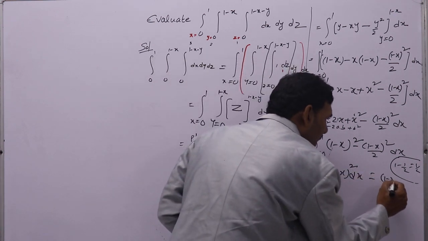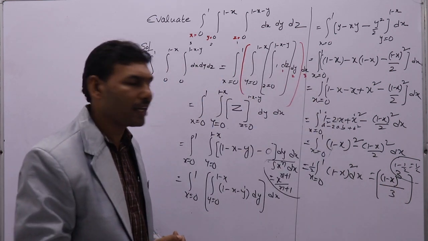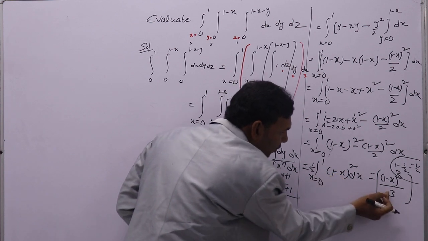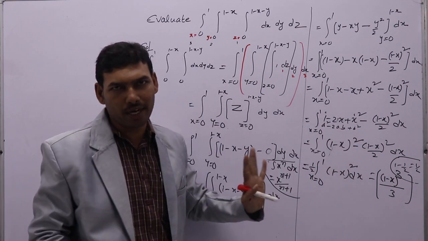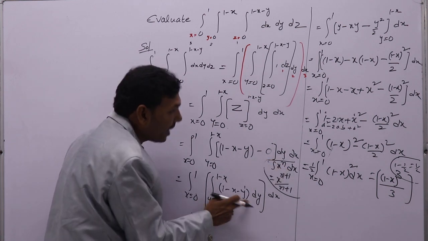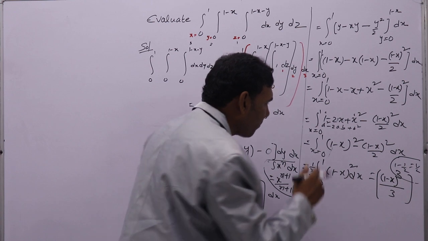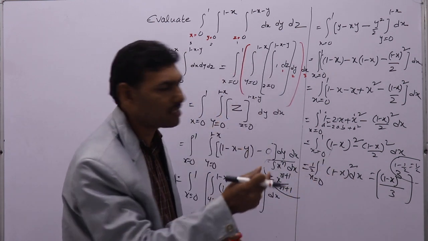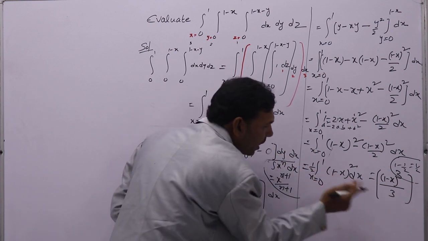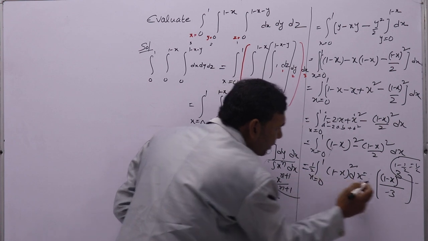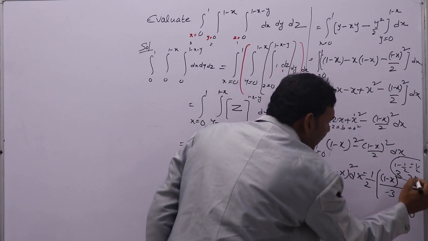Integral of (1 minus x) whole square is (1 minus x) whole cube by 3. But one thing you need to remember: after integration, the internal differentiation you need to write in the denominator. Here we saw already integral y dy is y square by 2, because only y is there and differentiation of y is 1, so there is no need to write 1 in the denominator. But here you don't have x only. Differentiate this: differentiation of 1 is 0, differentiation of x is 1, so minus 1 you need to write here, and 1 by 2 is there. The lower limit is 0, the upper limit is 1.